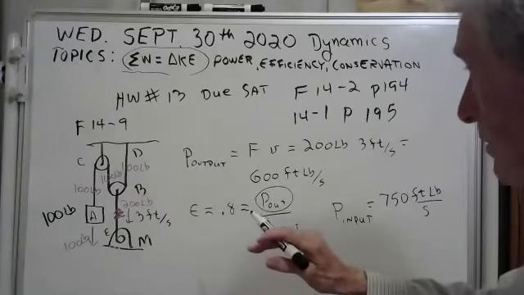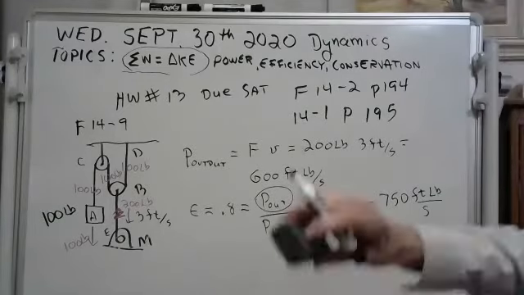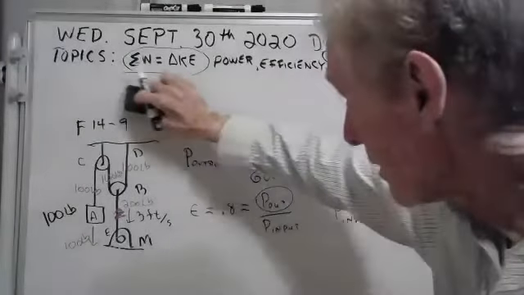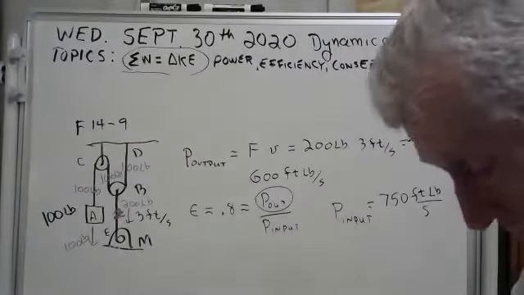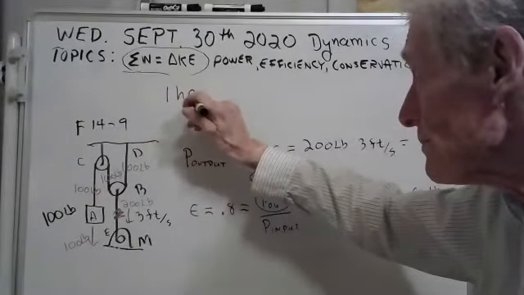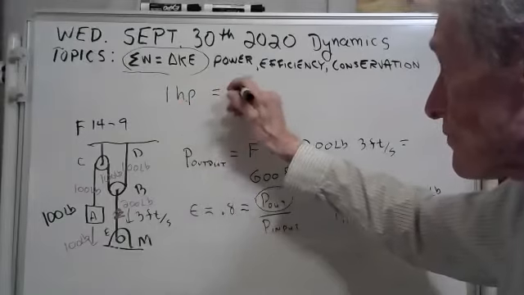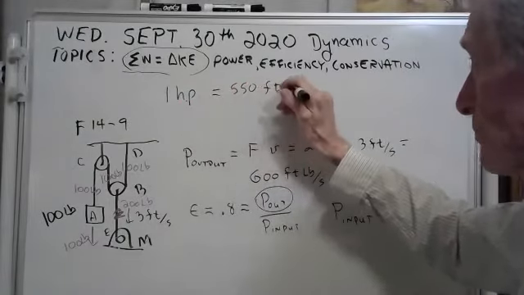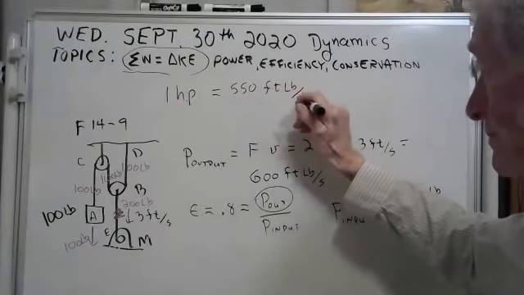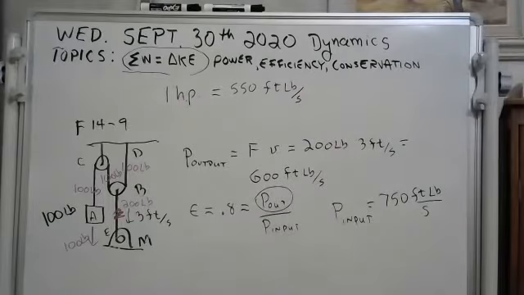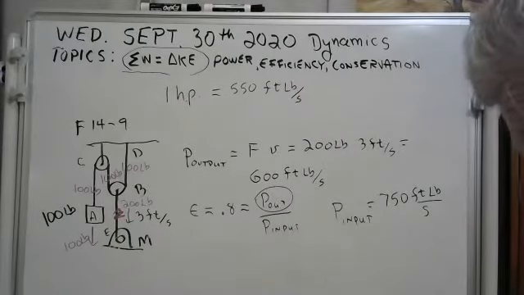Well, here's how it works. Let me make a little room here. You're just going to have to memorize this. I'm sure it's in the book someplace. But 1 horsepower is equal to 550 foot-pounds per second. Now we got 750 foot-pounds per second, so divide that 750 by 550.